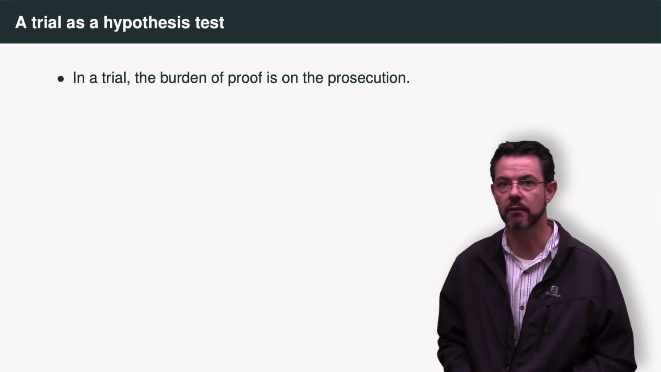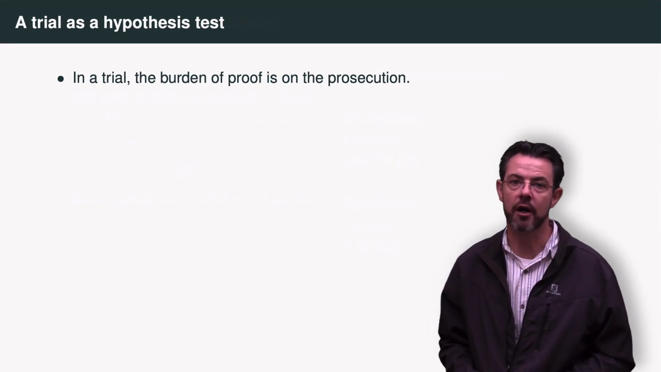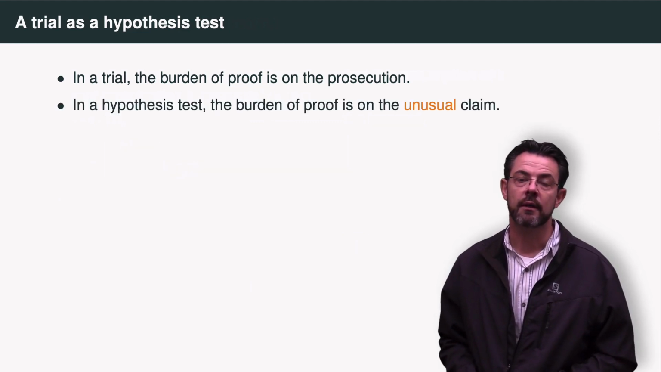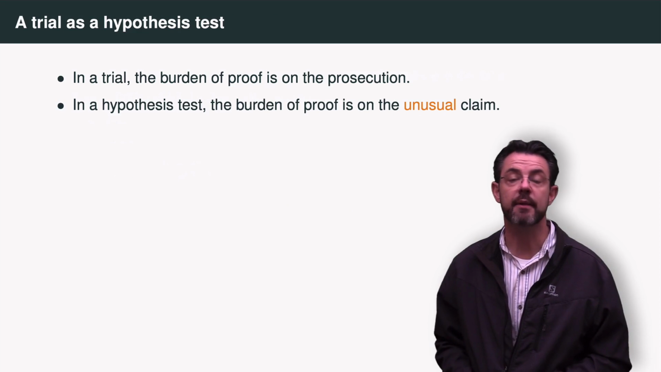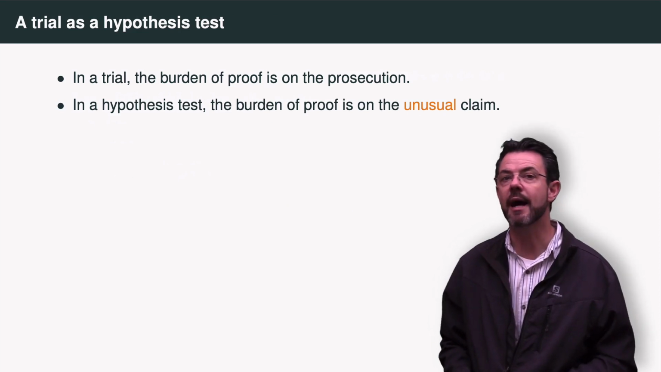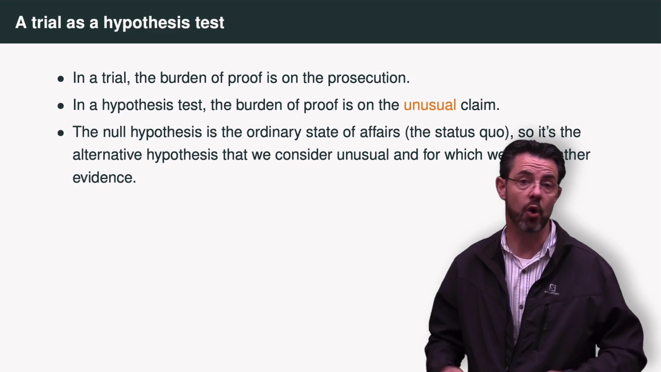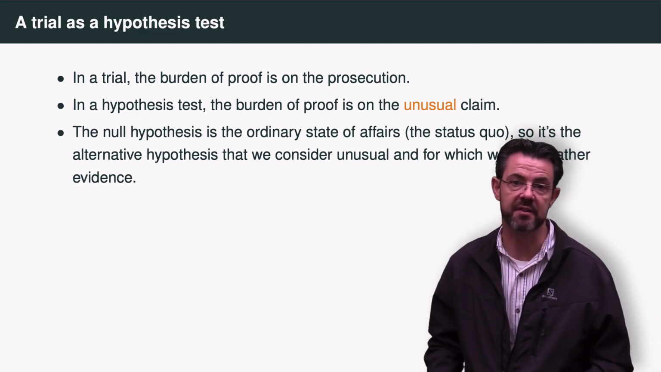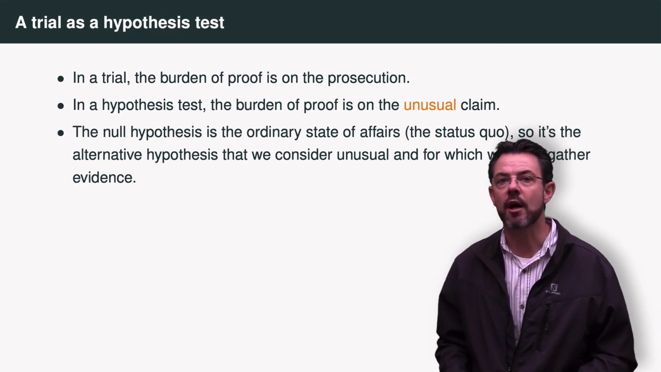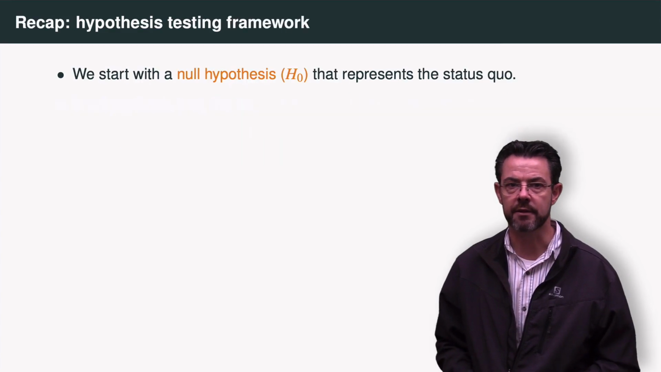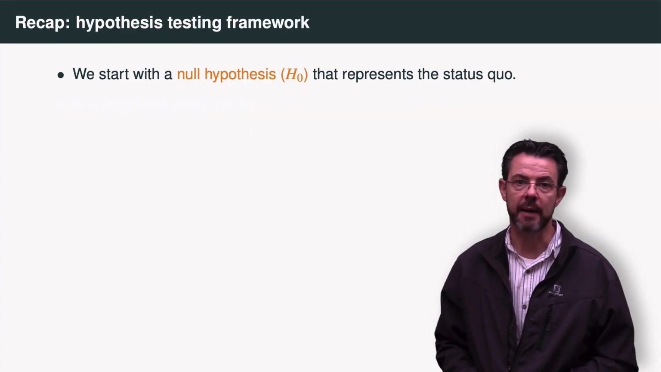So in a trial, the burden of proof is on the prosecution. In a hypothesis test, the burden of proof is on the unusual claim. So the null hypothesis is the ordinary state of affairs, or what we call the status quo. So it's the alternative hypothesis that we consider as the unusual one, and for which we actually will gather the evidence. So how do we go about doing this?